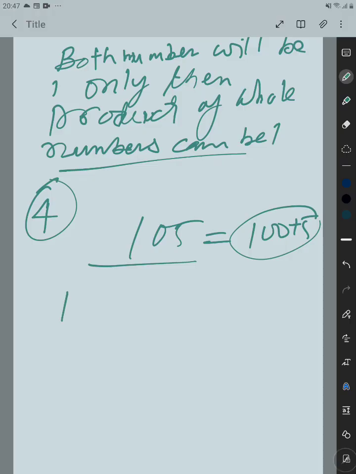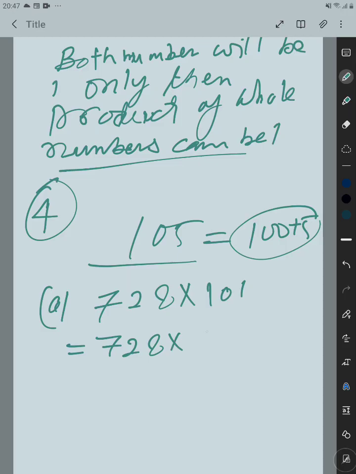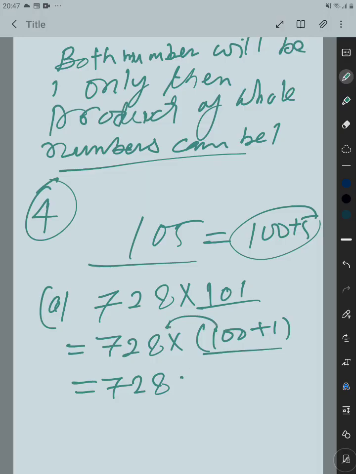So, part A is 728 multiplied by 101. We can write 101 as 100 plus 1, to make our calculation easier. So it can be written as 728 times 100 first, which gives 72800, and then plus 728 times 1, which is 728.